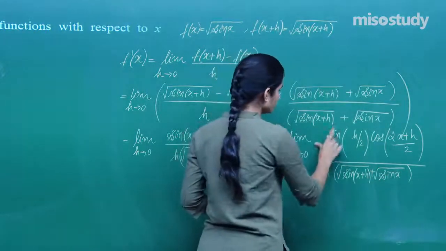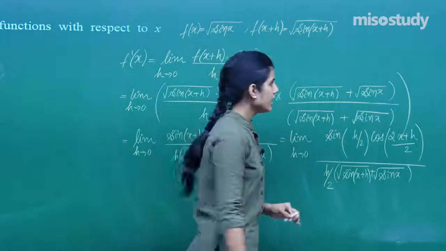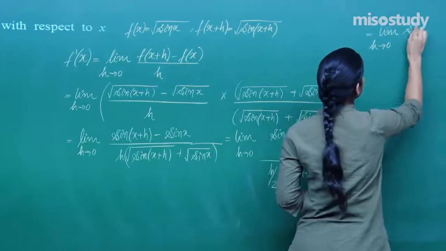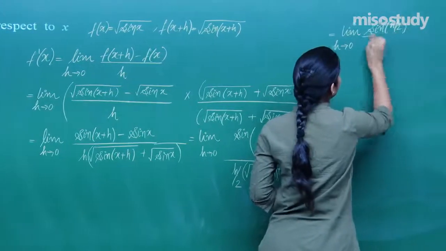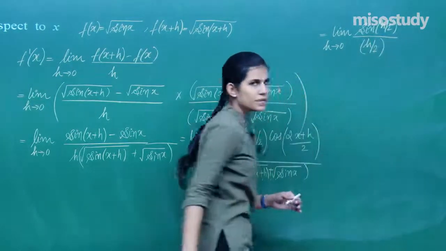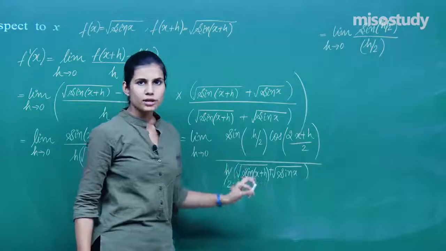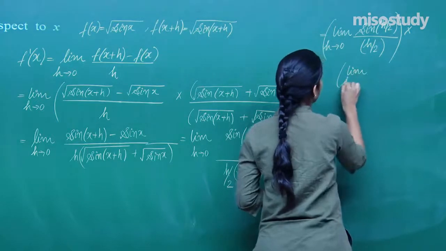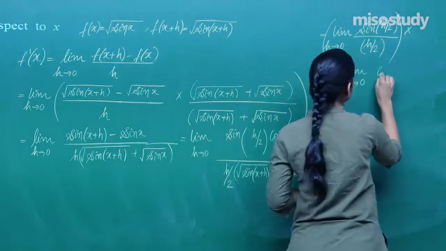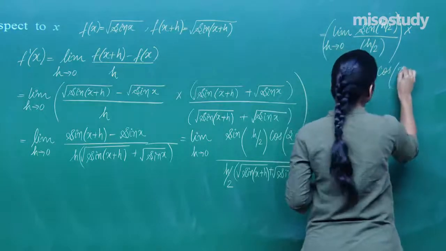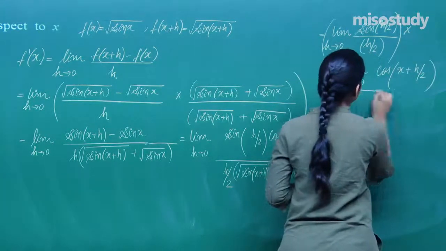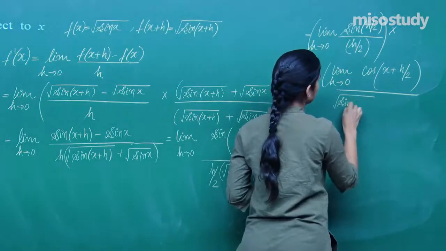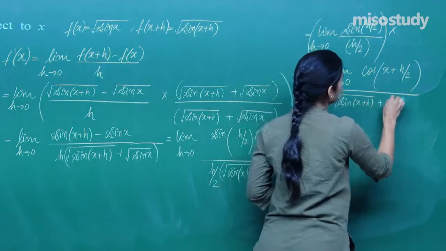Now, this 2 can come down and I can write it like this, and therefore, you can see the clear signaling towards the step: limit h tends to 0 of sine h by 2 upon h by 2. I have clubbed this together because I know where I am heading. Limit of the product is product of the individual limits. So, limit of this function multiplied by limit of cos of x plus h by 2, whole upon root over sine of x plus h plus root sine x.